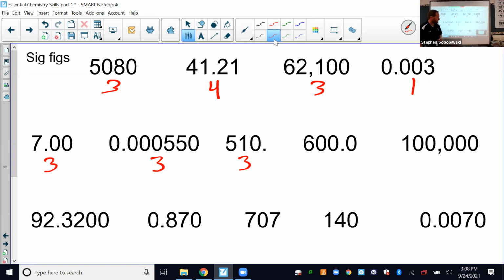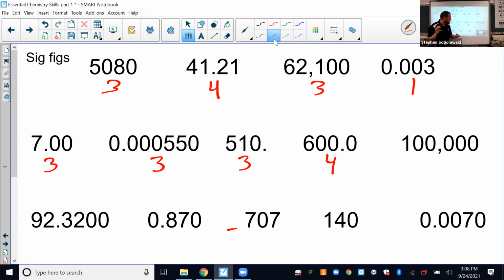600.0. I see 3 trailing zeros. Not just that one, there are 3. Trailing zeros are anything after the last non-zero digit. Do I see a decimal in the number? Yes, I do. Therefore, they all count, 4 sig figs.